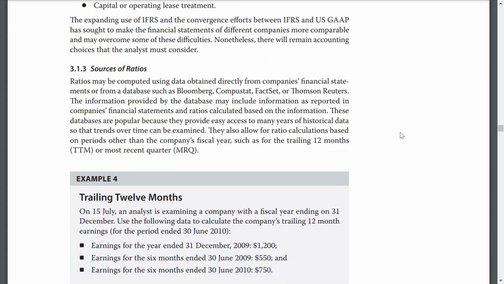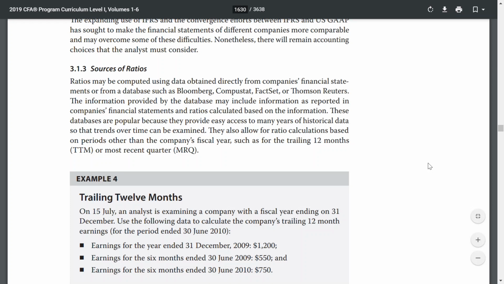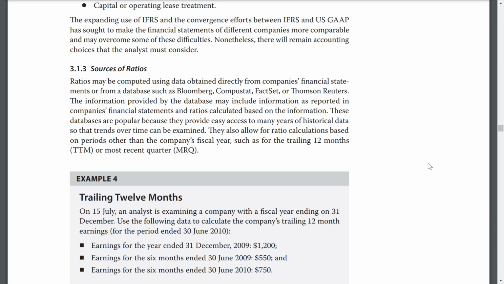Sources of ratios. Ratios may be computed using data obtained directly from companies' financial statements or from a database such as Bloomberg, Compustat, FactSet, and Thomson Reuters. The information provided by the database may include information as reported in companies' financial statements and ratios calculated based on the information. These databases are popular because they provide easy access to many years of historical data, so the trends over time can be examined. They also allow for ratio calculations based on time periods other than a company's fiscal year, such as trailing 12 months, or TTM, and the most recent quarter, MRQ.